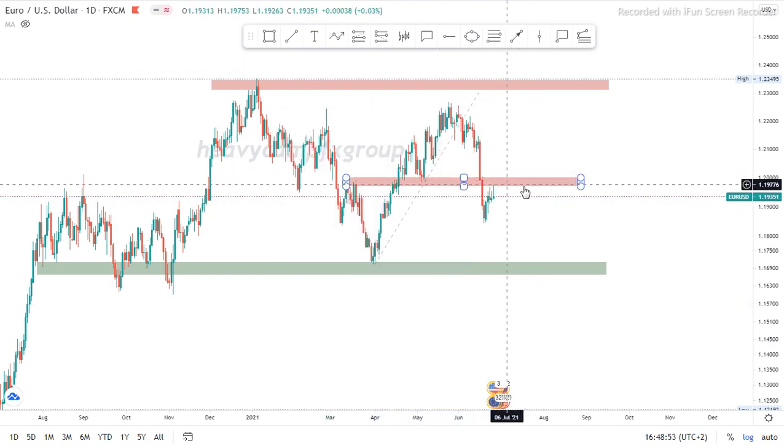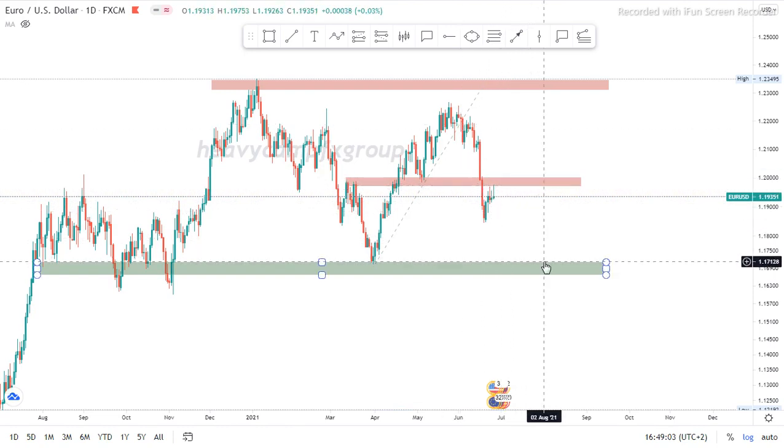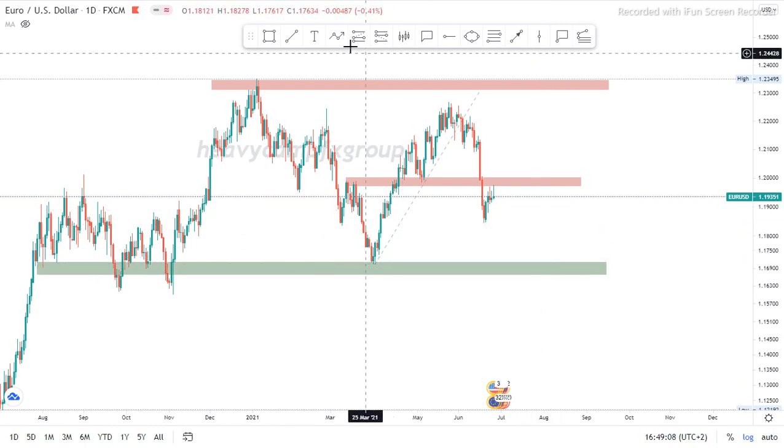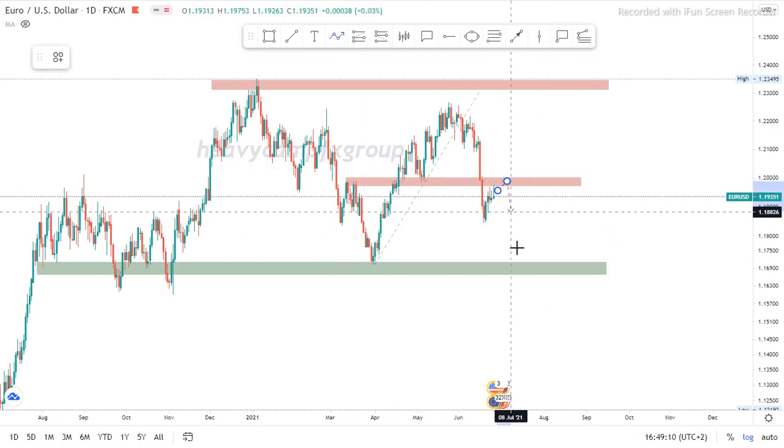Okay, so this is our minor resistance, right, guys? So if this resistance holds and price continues to reject, we're going to be looking for sales all the way to our major support level over here. So basically this is what I'm talking about.